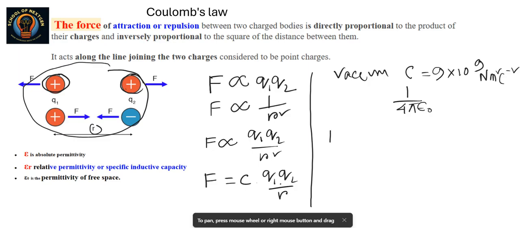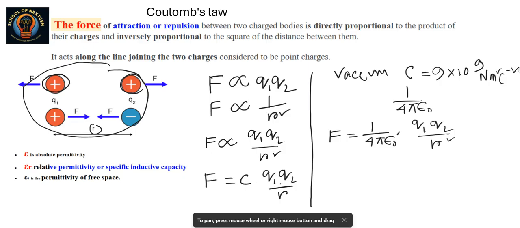So the equation can be represented with 1 by 4 pi epsilon naught. Obviously this epsilon naught is nothing but the absolute permittivity in air. As I said, these two charges are kept in an air medium, vacuum medium. That's why this is the absolute permittivity in vacuum. And then Q1 and Q2 divided by r square.